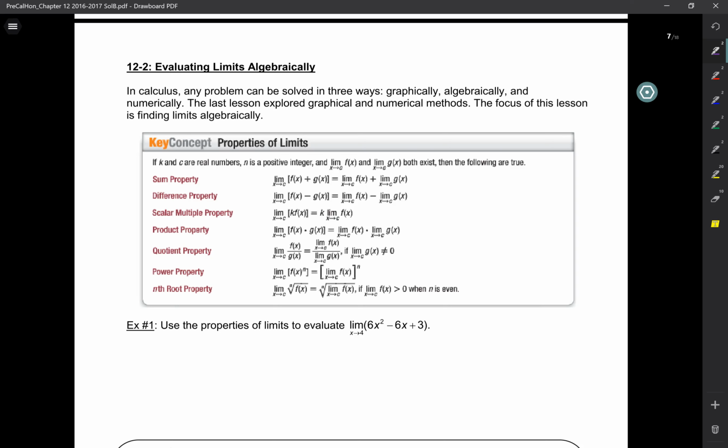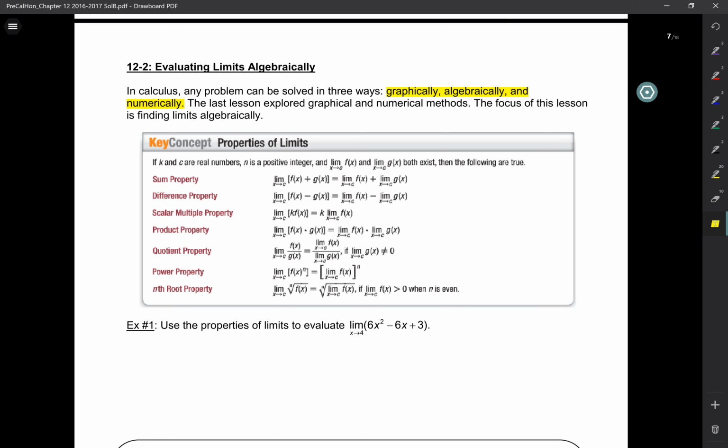So we talked last time about the fact that we can solve any problem in calculus, or in math in general, in three ways: graphically, algebraically, and numerically. Last time we talked about the graphical and the numerical methods. Today we're going to talk about algebraic methods. So let's talk about some properties of limits.